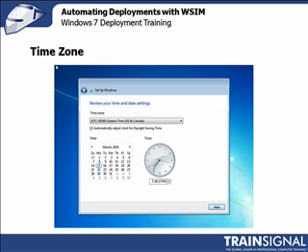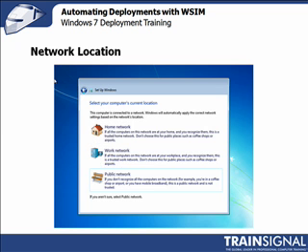Set your time zone, current date and time, and your network location. As you can see, we have 3 different locations. If you're at home, choose the home network. If you're at work and you have firewalls up, choose work network. If you're having a cup of coffee out at one of the local coffee houses, you would want to choose public network.